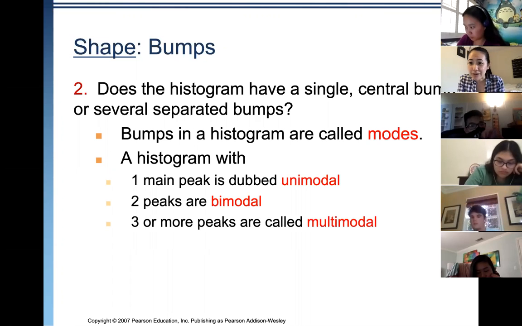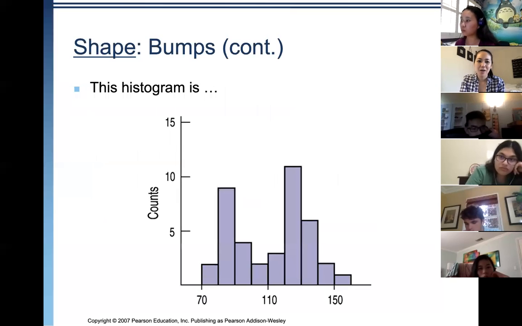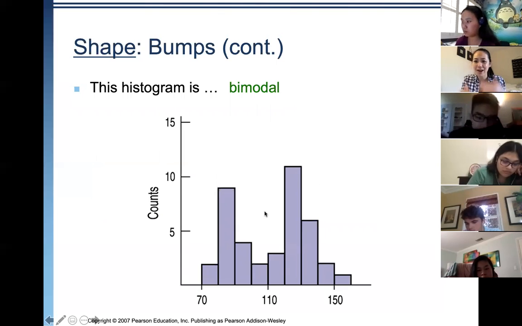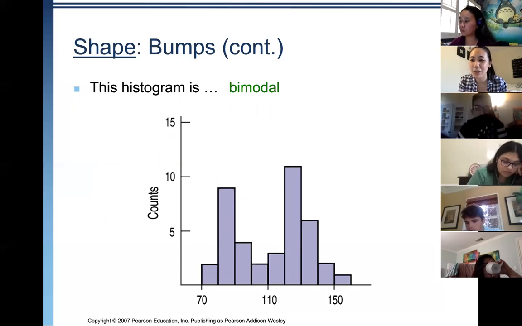For example, if you look at the histogram on the PowerPoint right now, what would you consider this one? Anyone want to give it a shot? Bimodal. Yeah, good, bimodal, perfect. Notice that the peak on the left isn't as tall as the right one, but that's okay. It doesn't matter which is tallest. In general, it peaks twice, so that is considered bimodal.